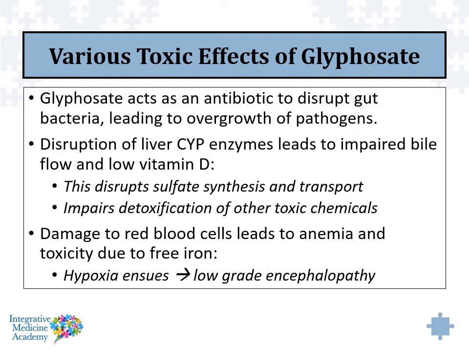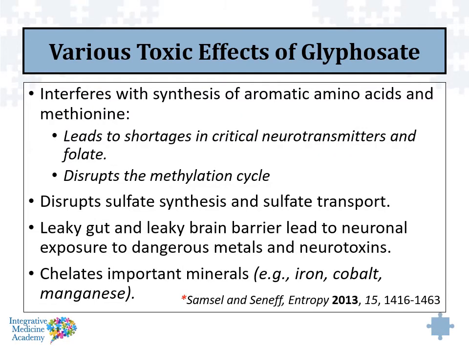We can get damage to red blood cells. That can lead to anemia, toxicity due to free iron, for example. This actually can lead to hypoxia in some cases. Glyphosate can interfere with synthesis of certain amino acids and methionine. That could certainly compromise the methylation cycle. It could also compromise neurotransmitter production and function.